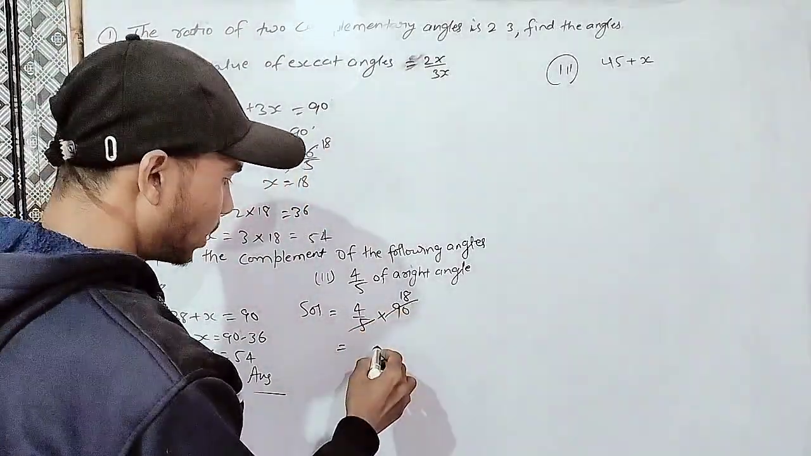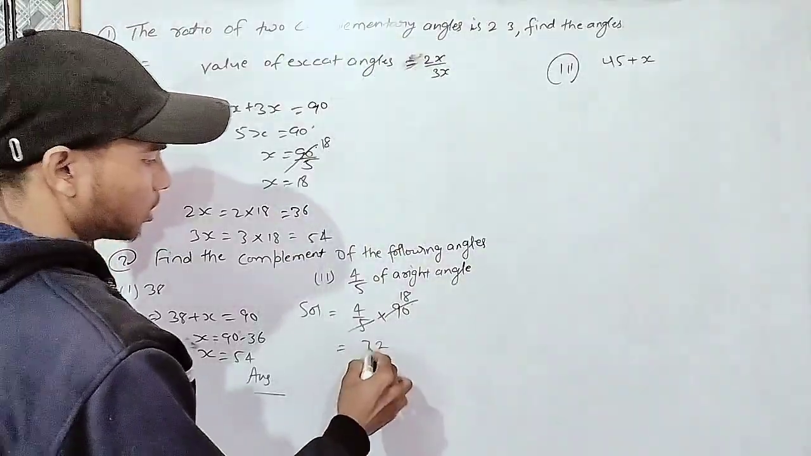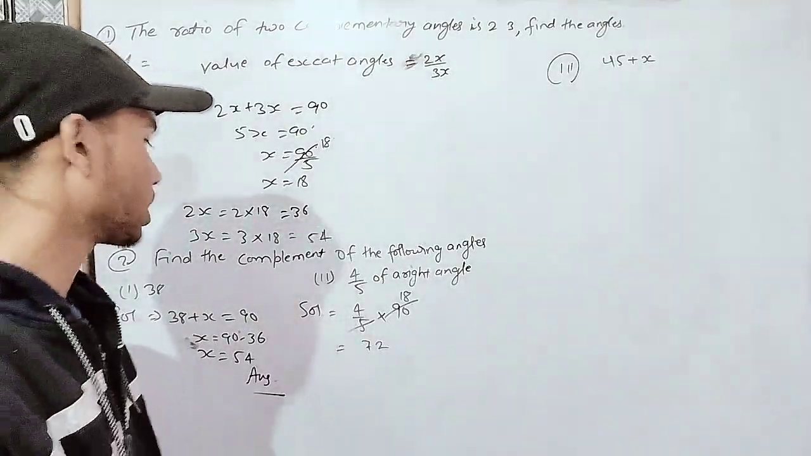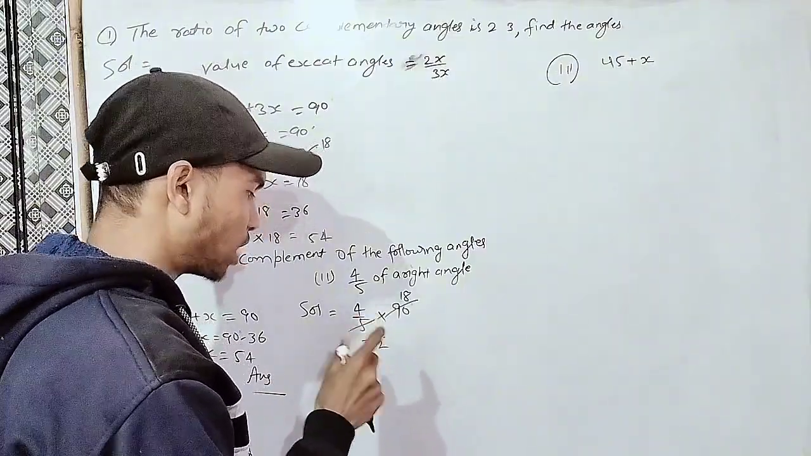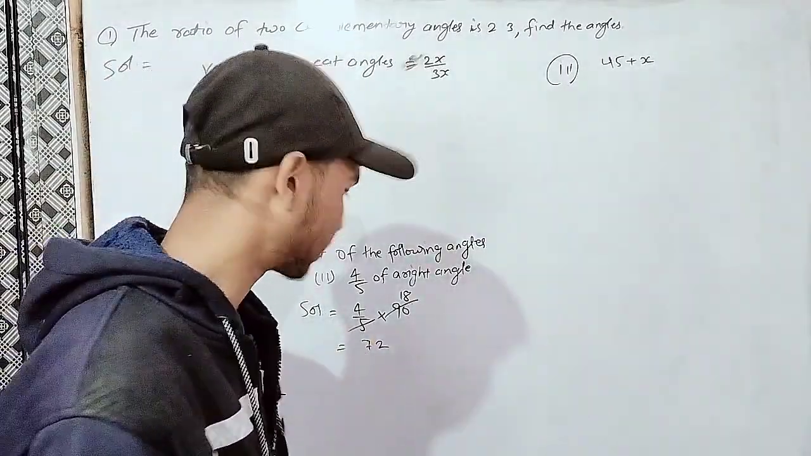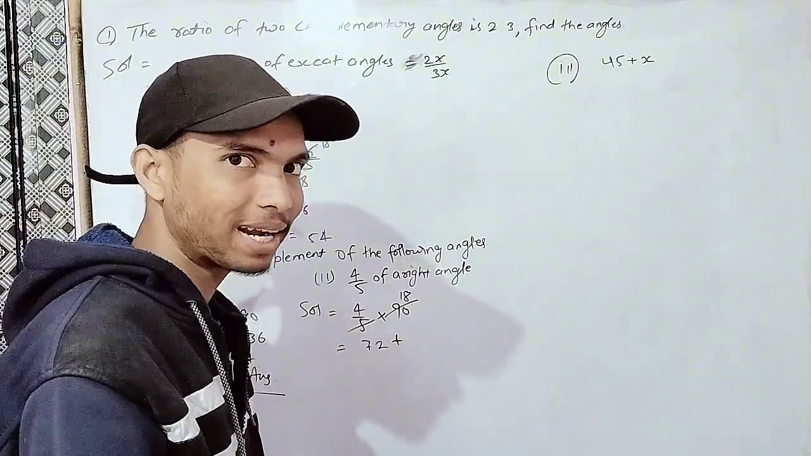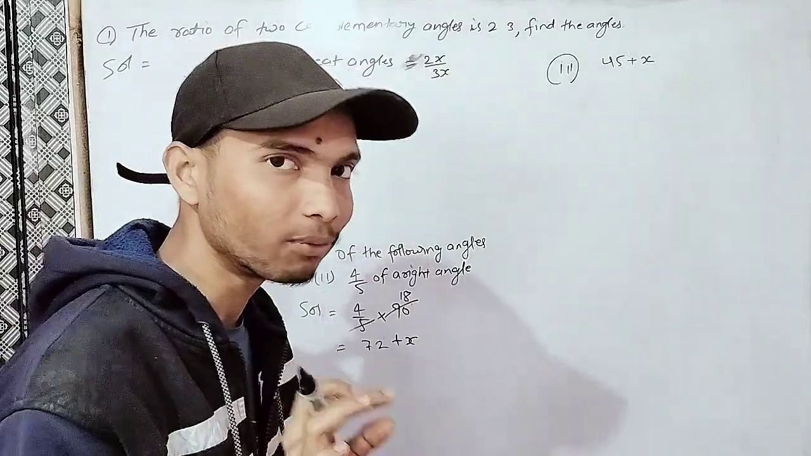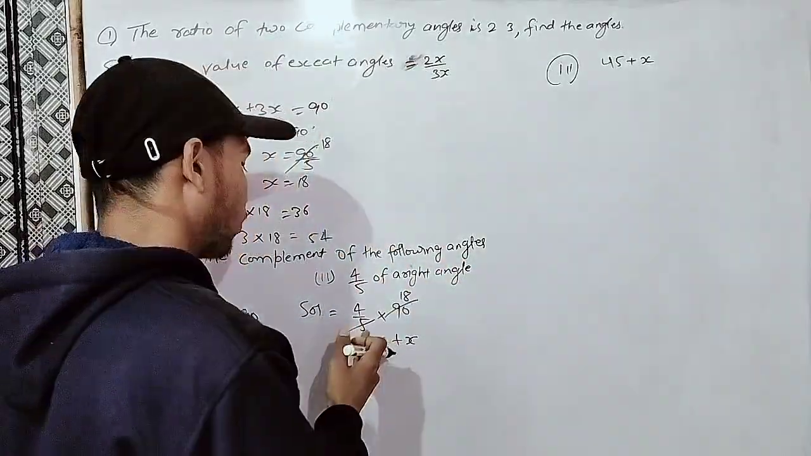4 by 5 of 90 is 72. So here remember, this is not the answer. This is the value of an angle. This is the value of an angle. We don't know the complement angle of this. That's why we are applying the alphabet variable x to identify the value of the complement angle of 72 degree.